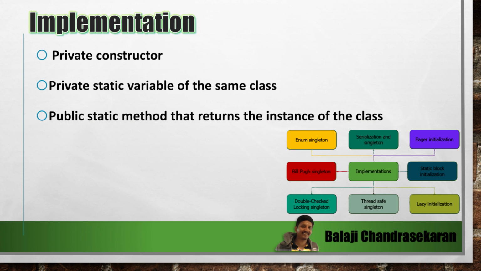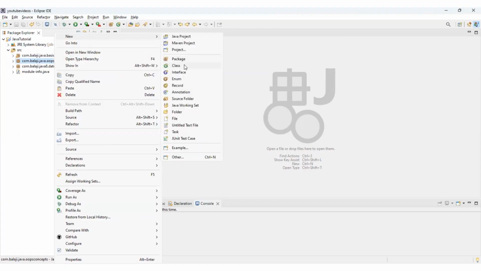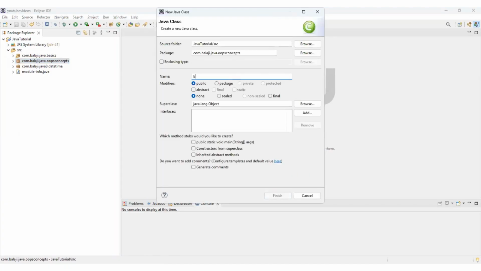Now, we will learn different approaches to Singleton pattern implementation and design concerns with the implementation. In eager initialization, the instance of the Singleton class is created at the time of class loading. Here is the implementation of the static initialization Singleton class. I am creating a new class named EagerInitializedSingleton.